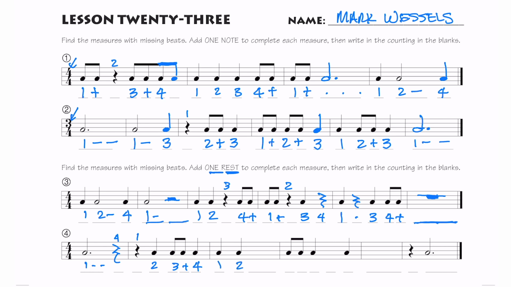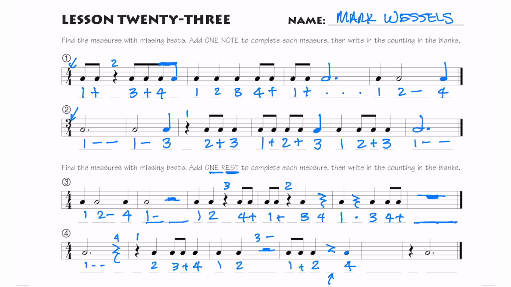1, 2, so I'm missing 3 and 4, so 2 counts is a half rest. You have to be really dainty with the half rest to get it in that little spot. Next measure, 1 and 2. I'm missing something there, and then I've got a quarter note at the end. So I'm only missing one count.